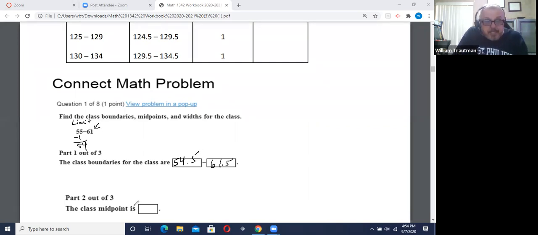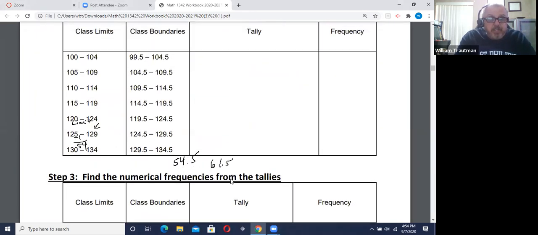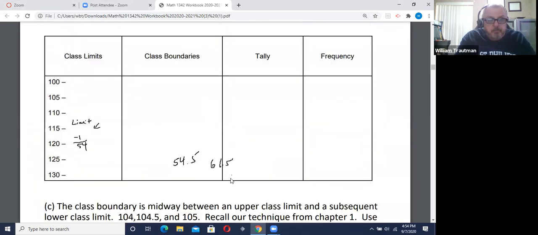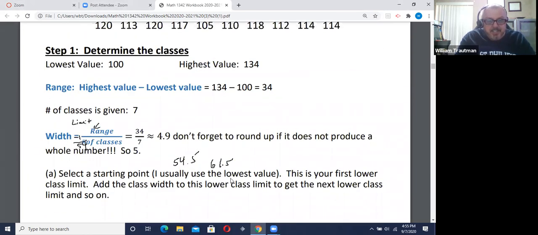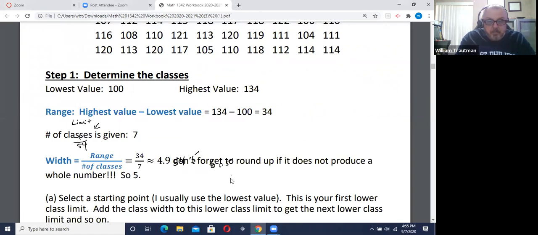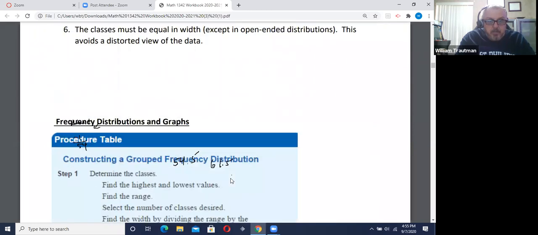Class midpoint, we add up the 2. Let's go back up to the formula. Remember, the class midpoint is you add the 2 up. That's why it's so important to have these formulas right in front of you. I have to go way up here to do the class midpoint. Way up here, somewhere up here.